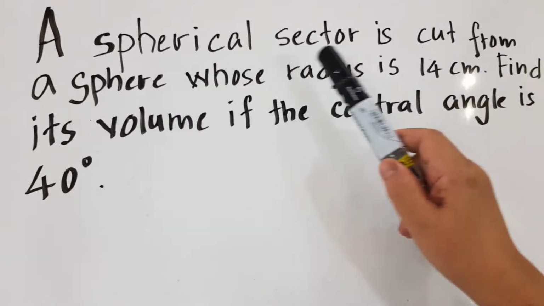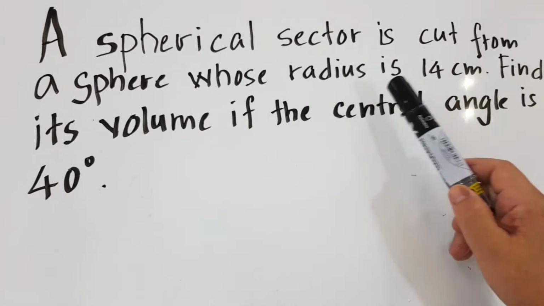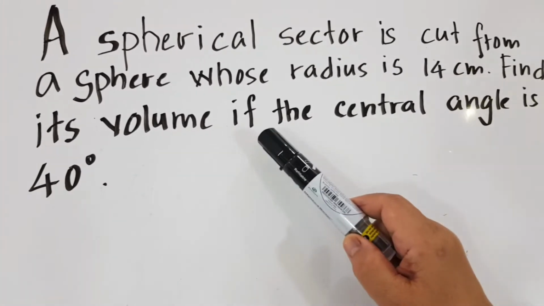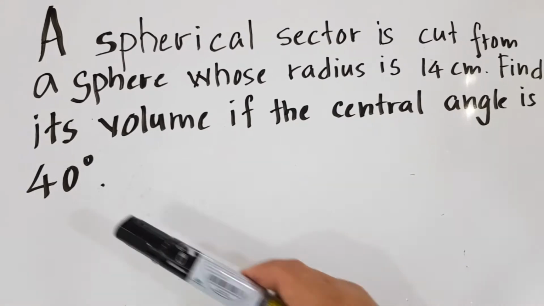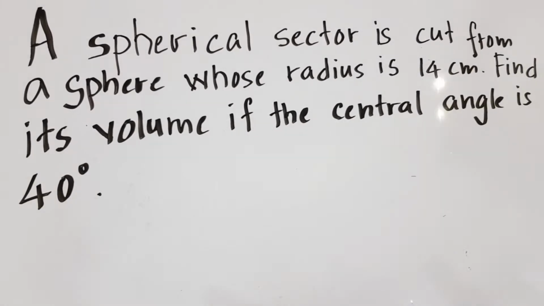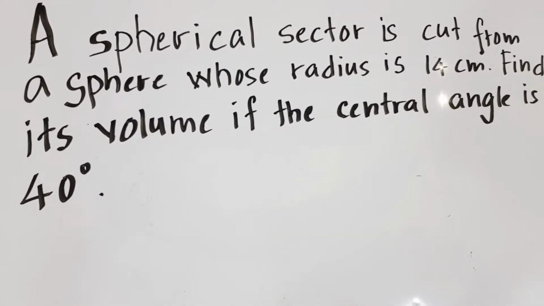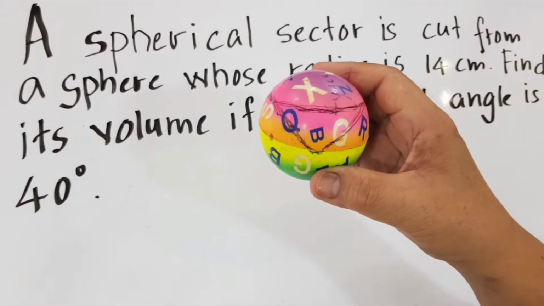A spherical sector is cut from a sphere whose radius is 14 centimeters. Find its volume if the central angle is 40 degrees. So we know that the sphere is a three-dimensional figure. It looks like this ball.